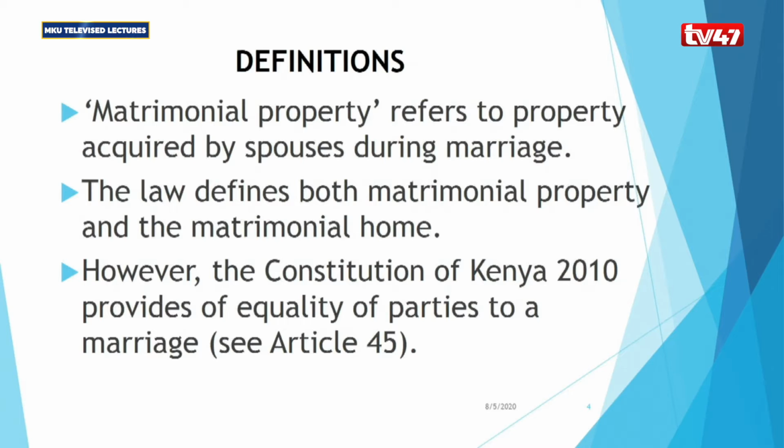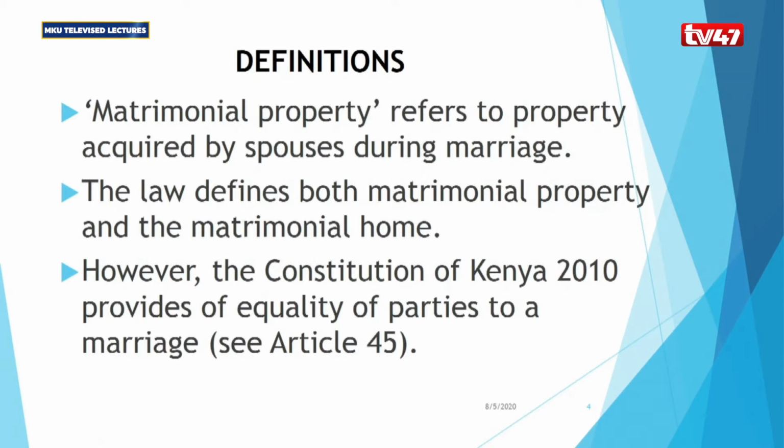Now, starting with Article 45 of the Constitution, this article defines the family. And it says that the family is the fundamental unit of society. By fundamental, we mean that there is no society without family. We are because we are members of a biological family, a father, a mother, children, and other relatives. So a family can go both horizontal and vertical.